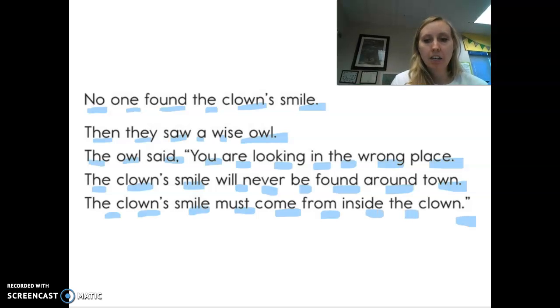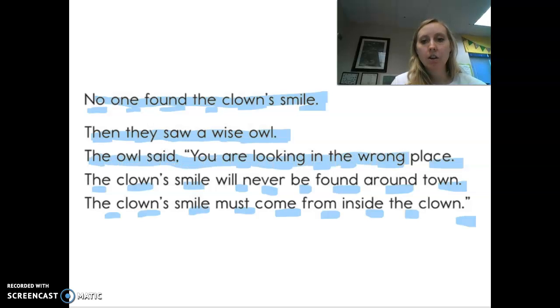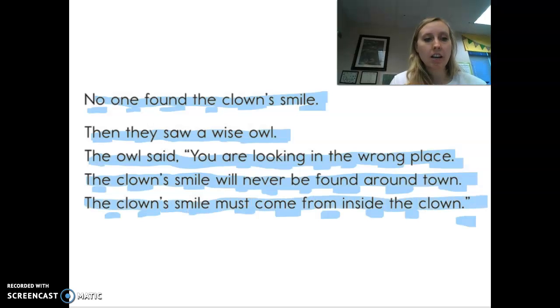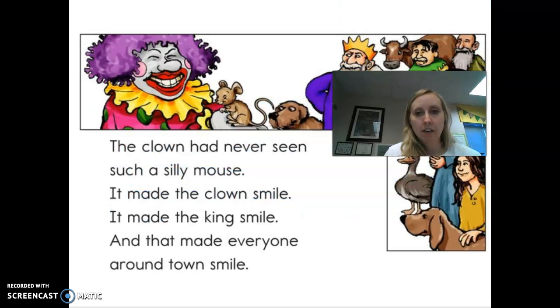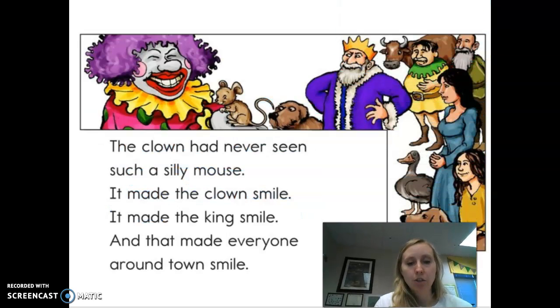Ready, begin. No one found the clown's smile. Then they saw a wise owl. The owl said, "You are looking in the wrong place. The clown's smile will never be found around town. The clown's smile must come from inside the clown." Okay, ready? Begin. We'll do this together.